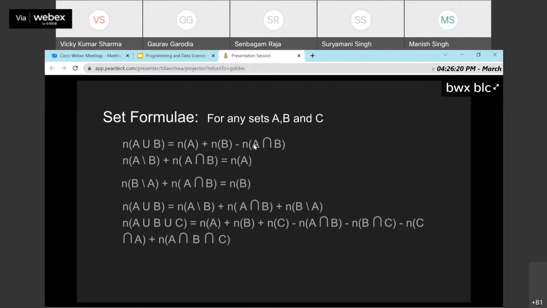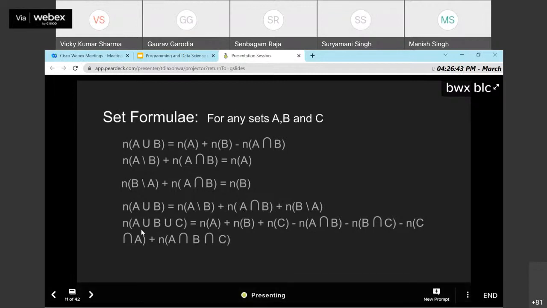So what about A minus B? The number of elements in A minus B plus the number of elements in A intersection B is equal to the number of elements in A. The rest you can read yourself, and I don't have to go through each and every line here.